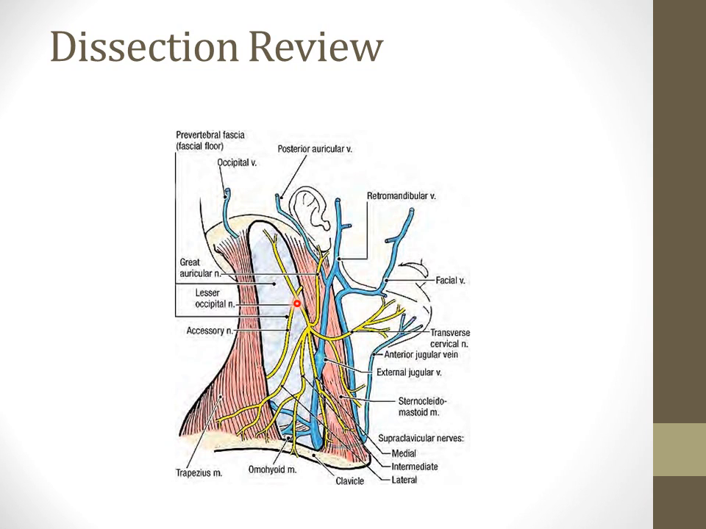So this is just a pretty crude illustration from the dissector, but it's perfectly okay to use this to review the branches of the cervical plexus and your accessory nerve and these veins.